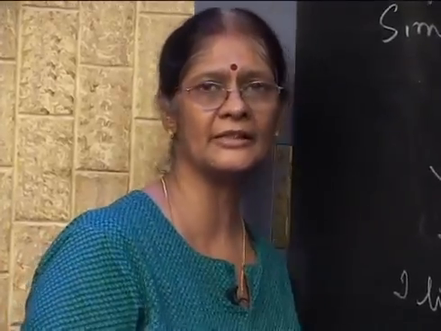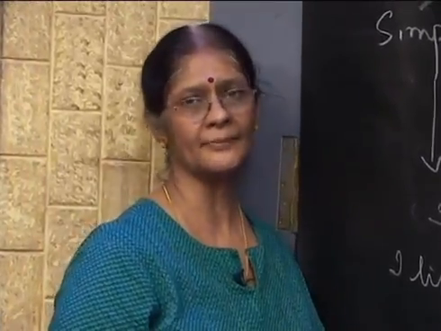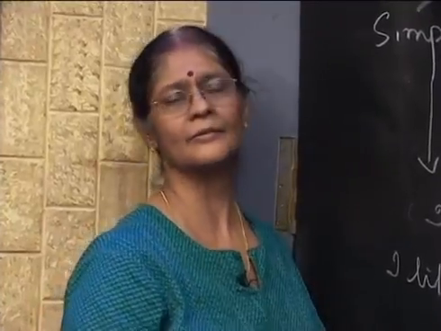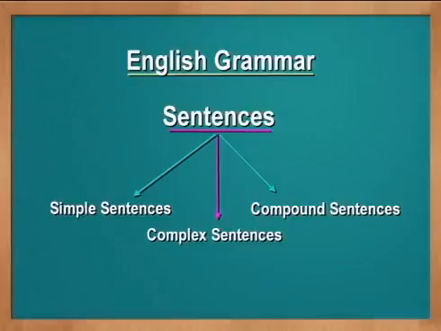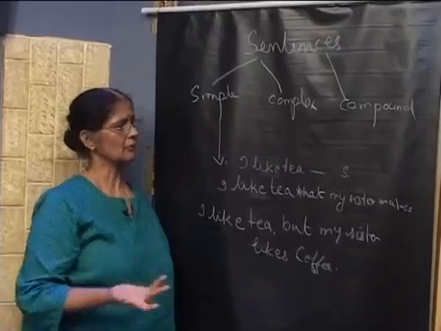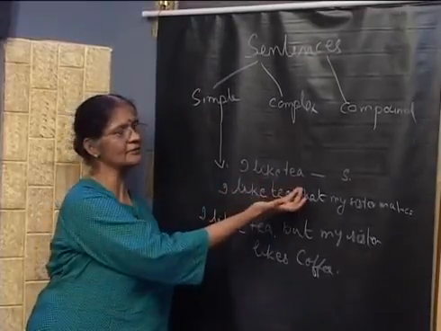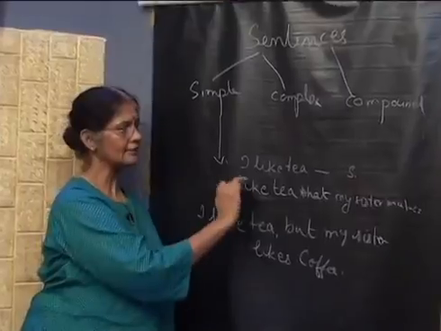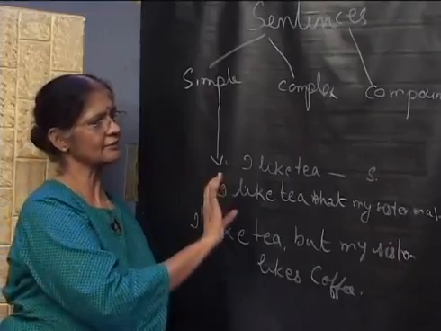Now that we have finished dealing with clauses, let me tell you how clauses can make different types of sentences. Sentences we can roughly divide into three categories. One is simple sentences, another is complex sentences and the third is compound sentences. Now, let us look at this sentence, I like tea. It is an independent clause, as I told you before, and this is a simple sentence because it has a subject and a verb. So, it conveys a complete idea.